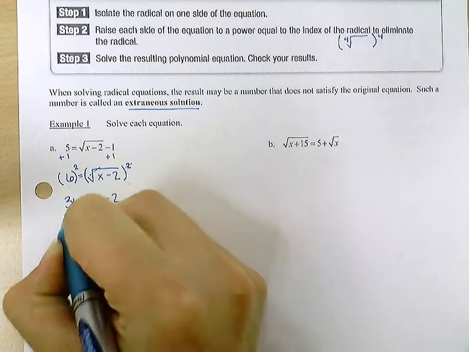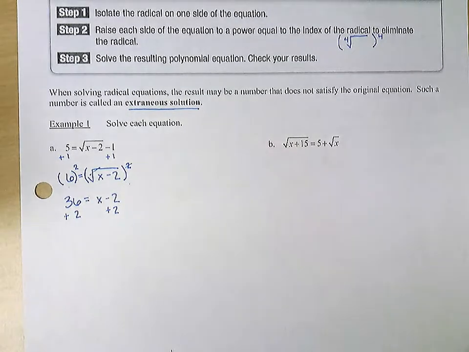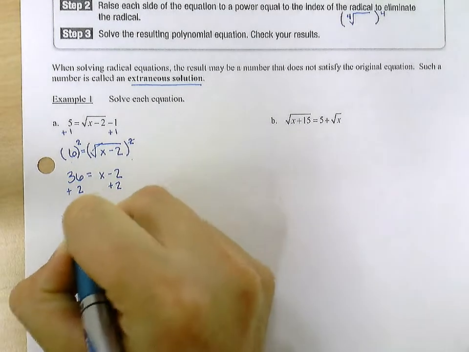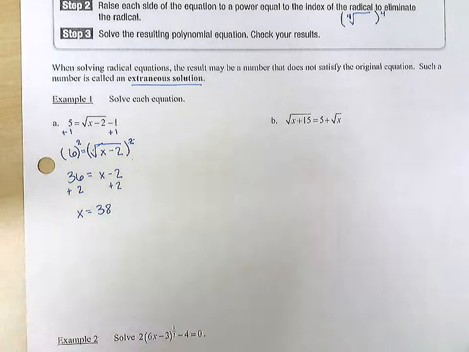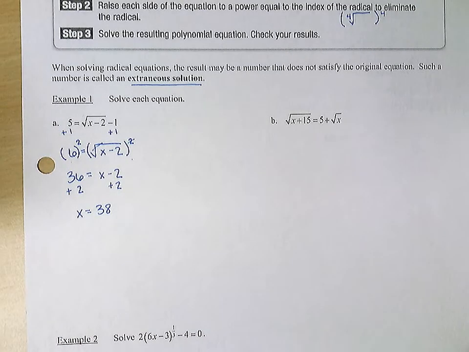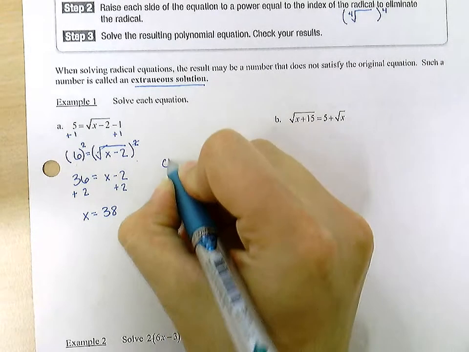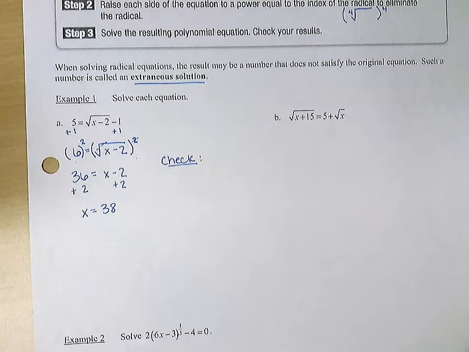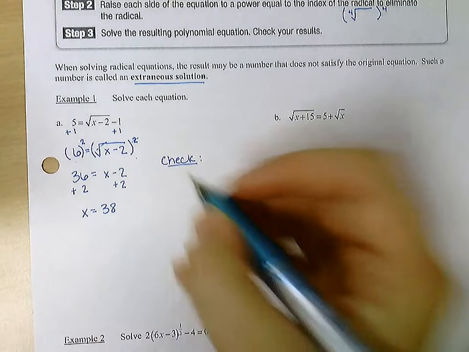Okay, then just getting x by itself, solving your equation from here, I'd add 2 to both sides to get x is equal to 38. Now you do need to check your answer. Okay, so I do need to check that answer. I need to plug in 38 for x.